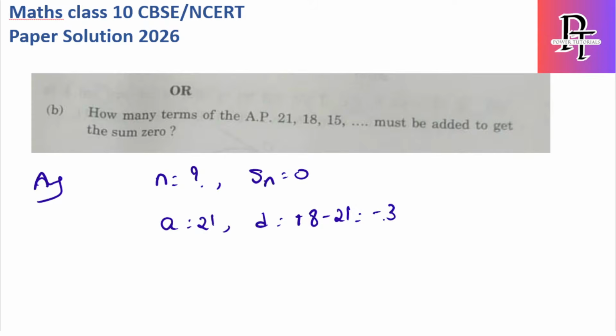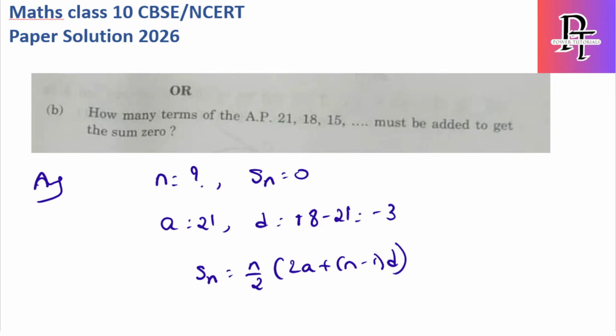So we need to use the second formula of Sn, which is Sn is equal to n by 2 into 2a plus n minus 1 into d. Why am I using this formula? Because I don't know the last term here. I only have the first term and the d value. So that's why I am using this formula.